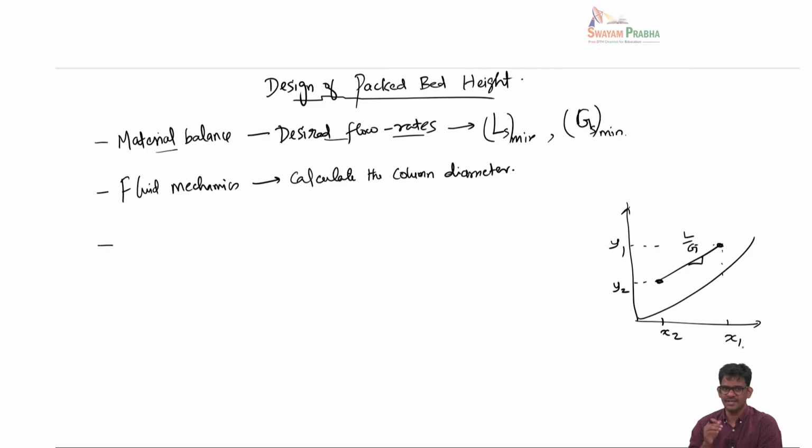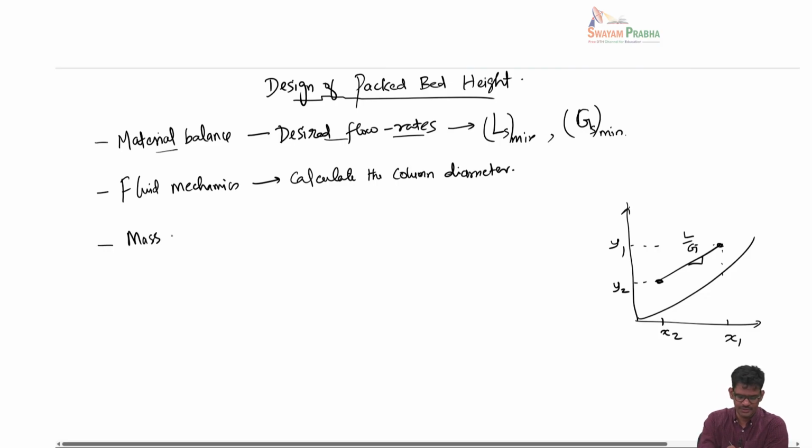But now we are going to ask that question. Suppose I know the flow rates and the inlet outlet composition, to achieve this particular material balance, what should be the packed bed height? Okay, so this will involve the mass transfer rates or mass transfer operation itself. Okay, so using mass transfer principles, we are going to answer this question.